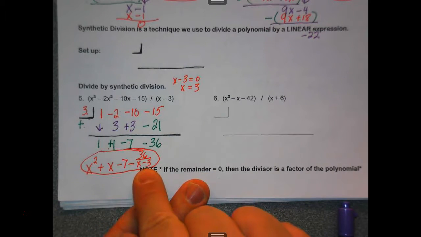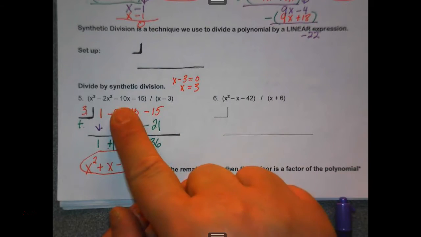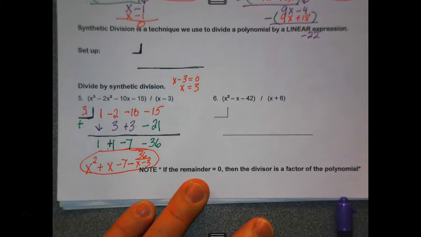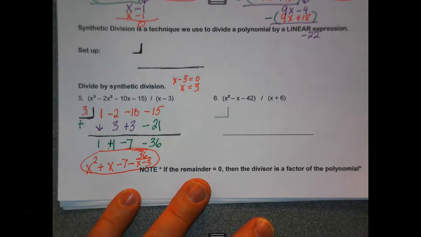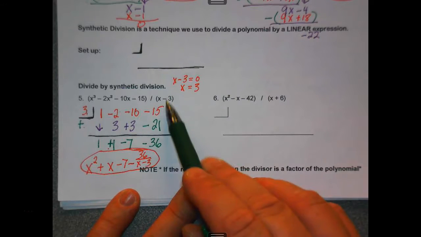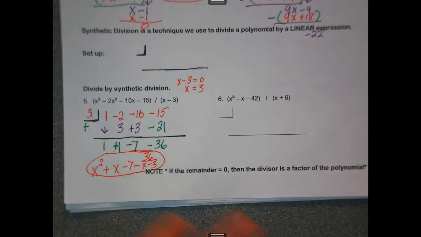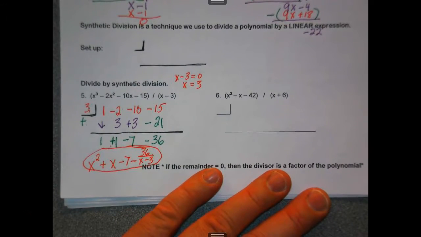Now, when I get a remainder, that means that x minus 3 is not a factor of this polynomial. Okay. Because that's what my last number ended up to be. If that was 0, that would be a factor. We're going to get there. Yep. All right, number 6.